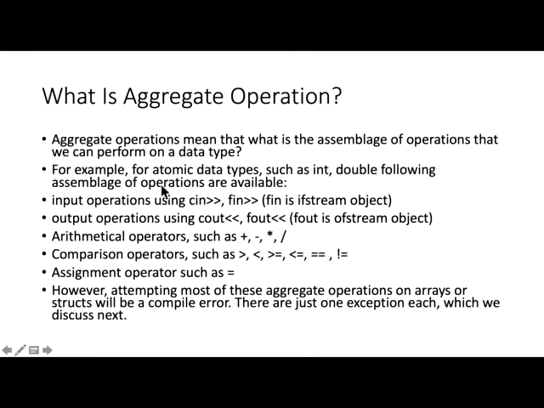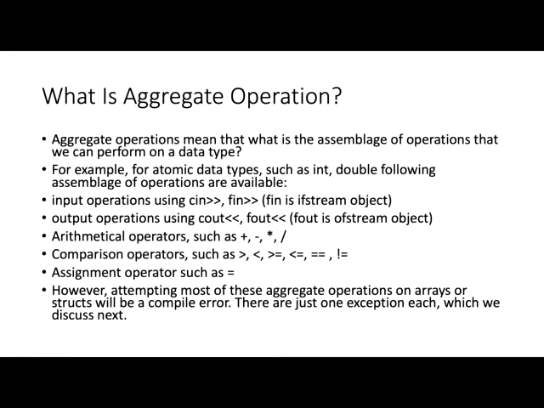For example, for atomic data types such as int and double, the following assemblage of operations are available. You can input int and double using cin >> or fin >>, where fin is the ifstream object. Or you can output them using cout << or fout <<, where fout is the ofstream object. On int and double, you can also perform arithmetical operations such as plus, minus, multiply, divide.